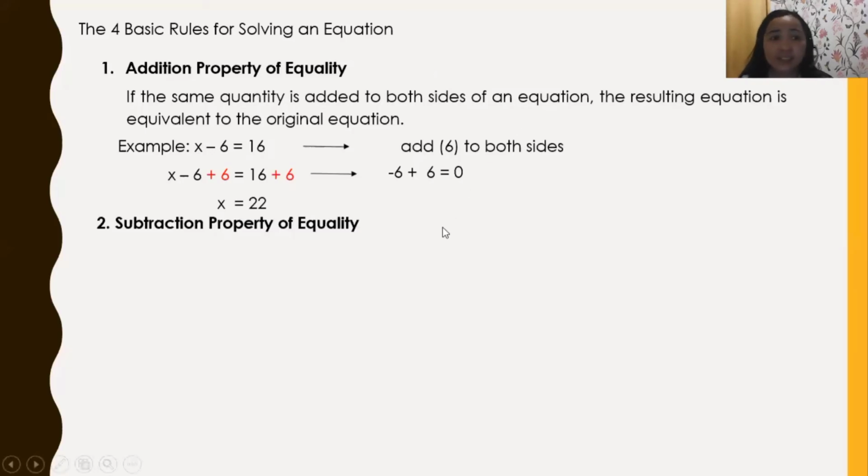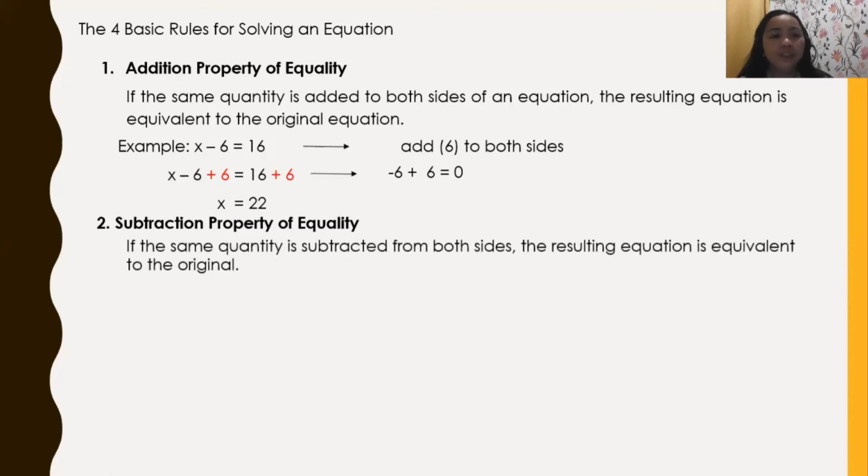Let's have the second basic rule, which is the subtraction property of equality. If the same quantity is subtracted from both sides, the resulting equation is equivalent to the original. Ngayon, magsasubtract ka naman on both sides. Now, let's have an example. x plus 6 equals 16.